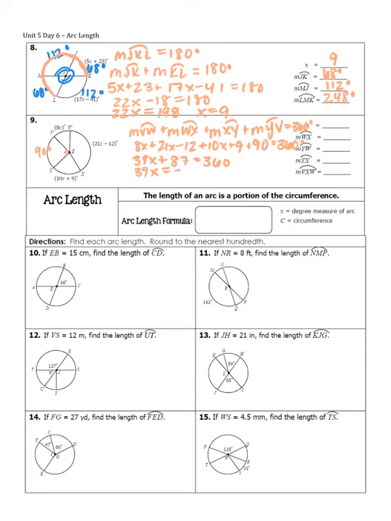39x equals 273 when we subtract our 87. And then divide by 39, we get x equals 7. Okay, so my value of x is 7. So now I'm just going to go in and plug all of that information in.